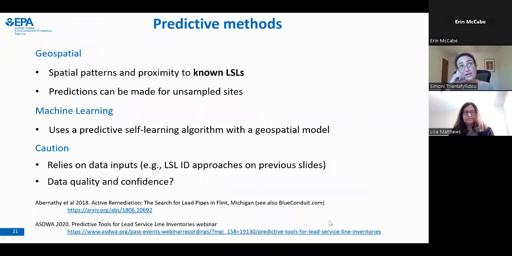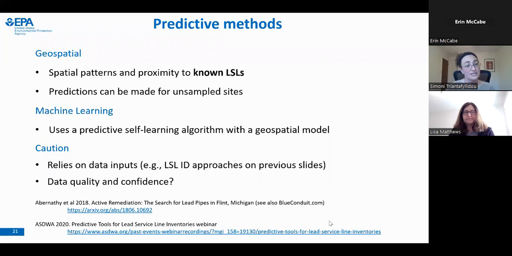And there are other methods too that I haven't mentioned yet that have been used for lead service line identification in some communities. So I would like to spend a little bit of time talking about them. The predictive methods you might have heard about are basically models that use geospatial information, oftentimes combined with machine learning, to make predictions. The models use information that's already known in a community, say locations where there are known lead service lines, and they can make predictions for unsampled sites.